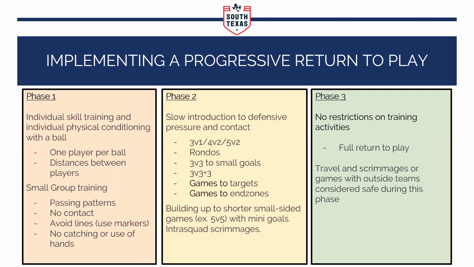Phase 3 would eliminate restrictions on the size of groups in training and allow for a full return to play. During this phase, travel and games outside of the club or community would be considered safe, but clubs and teams should consider their opponents' training environments, protocols, as well as their risk versus reward of playing that game with teams outside of the controlled environment that they've created.